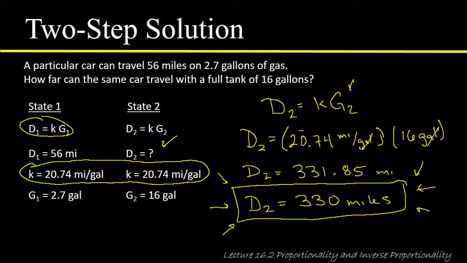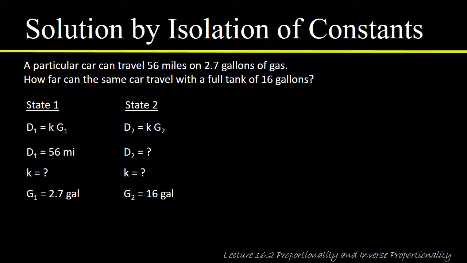All right, now let's look at the second solution using isolation of constants. Now, when I teach this in class, I almost always use the two-step solution because it's a little bit simpler. The isolation of constants is slightly, not much, but slightly more algebraically complex. And so I don't always do this. But if you can work your way through isolation of constants and understand what's going on, you'll see that it's a really powerful and efficient way to solve these kinds of problems.